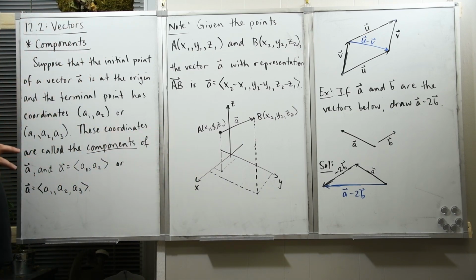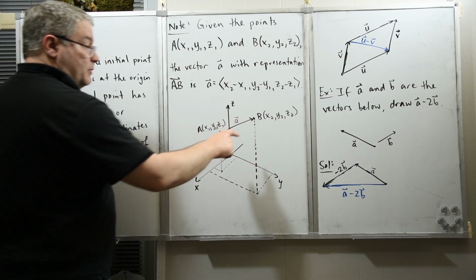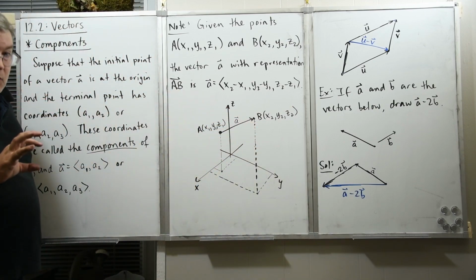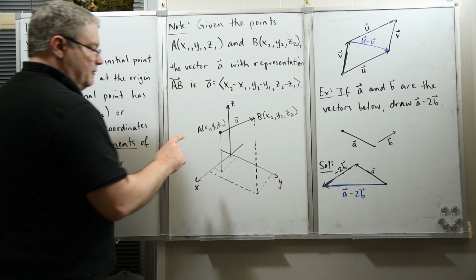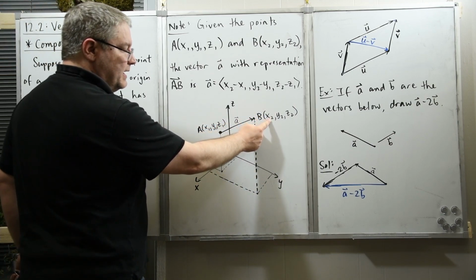However, if you're wanting to maintain the magnitude and the direction of this vector A, then the point B has to be shifted exactly the same way. And so if we subtracted x1 from the first coordinate of A, we're going to have to subtract x1 from the first coordinate of B.